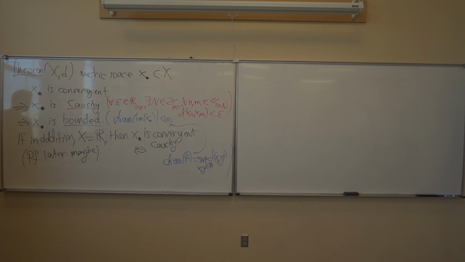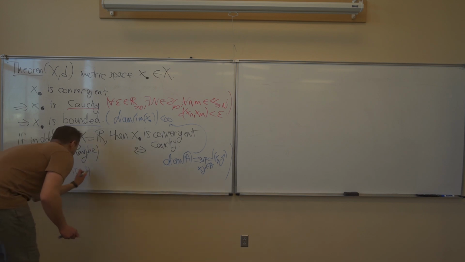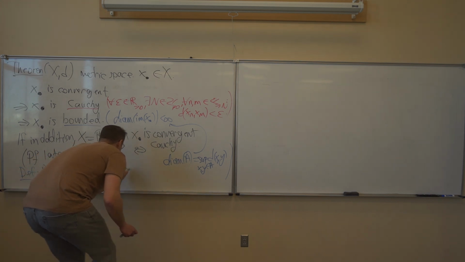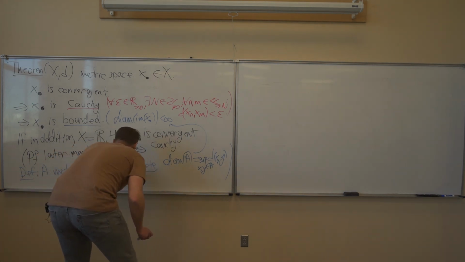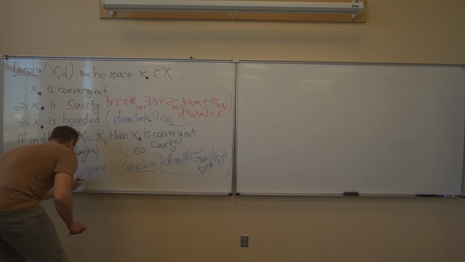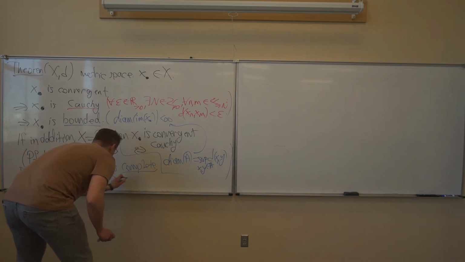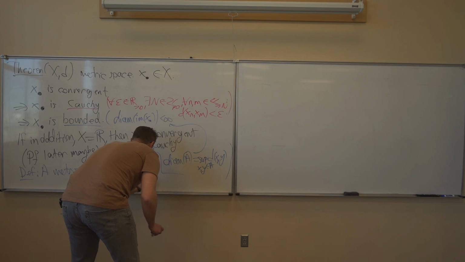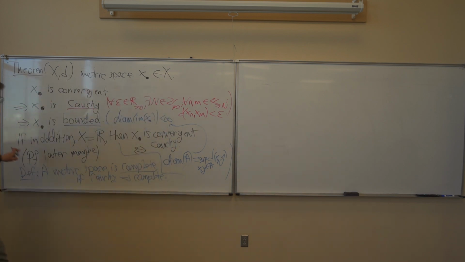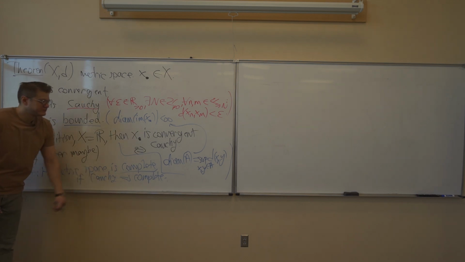Let me also give it as a definition. A metric space is called complete if any Cauchy sequence converges. It's a very important definition. Cauchy implies convergent. In other words, this part of the theorem says that the real line, together with the Euclidean distance, is a complete metric space.